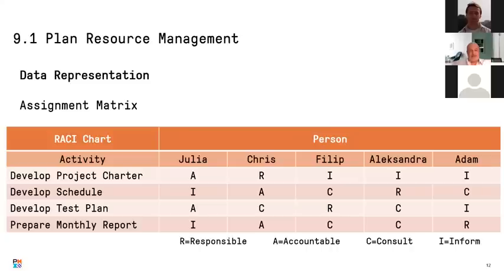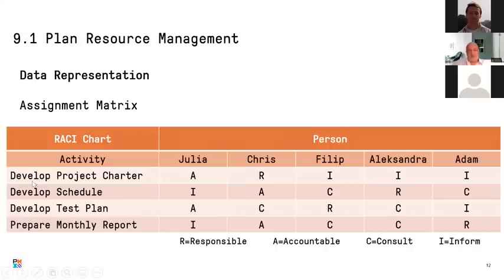The RACI assignment matrix is a matrix that shows the relation between the different tasks in a project and the different resources working on this project. We are going to have four main letters that assign responsibilities. R is responsible, the person who is really responsible for doing the job. A is accountable, the person responsible for approving it and making sure that it is correct and followed. C is consult, someone that we consult about this process or task before we do it, and I is inform, someone that we let know about what we did after we do the process.